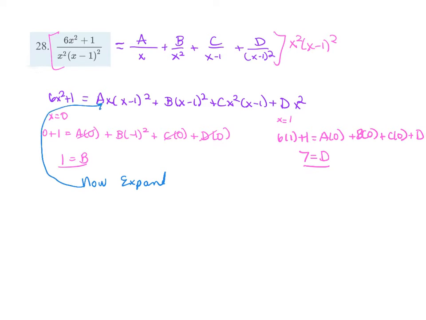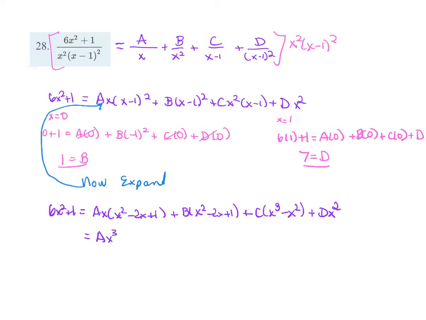So we're going to expand this here. Let's write everything: 6x squared plus 1 equals A times (x squared minus 2x plus 1) plus B times the same thing, (x squared minus 2x plus 1), plus C, let's distribute, times (x cubed minus x squared), plus Dx squared. So let's continue to distribute. This is Ax cubed minus 2Ax squared plus Ax plus Bx squared minus 2Bx plus B plus Cx cubed minus Cx squared plus Dx squared.